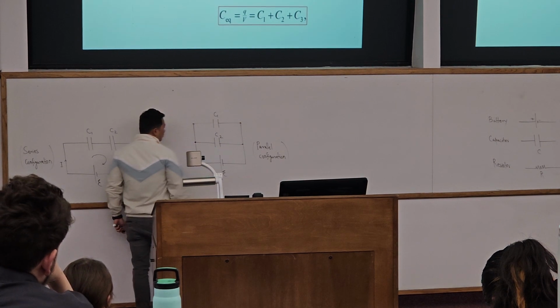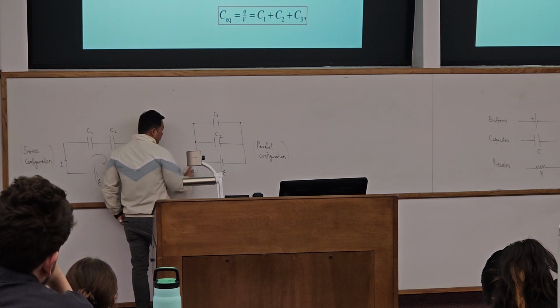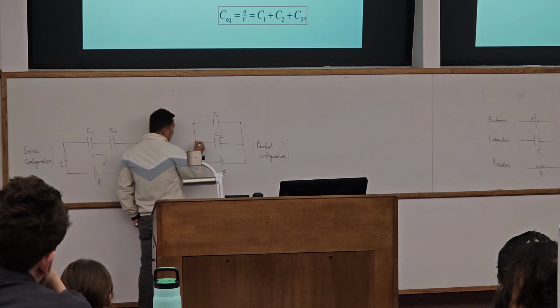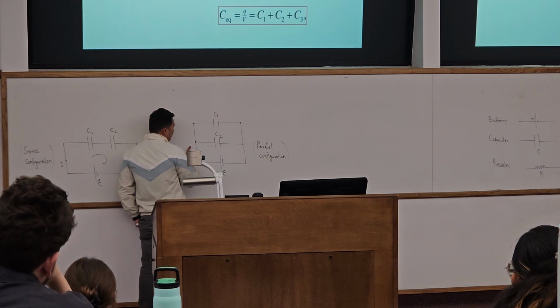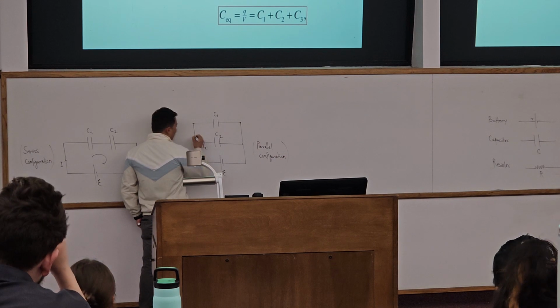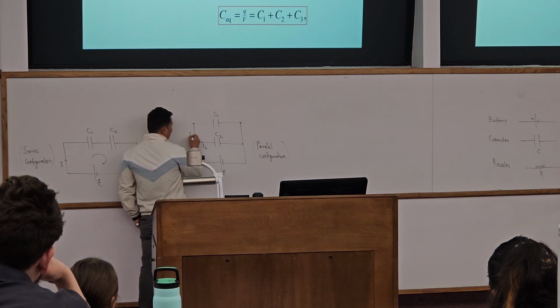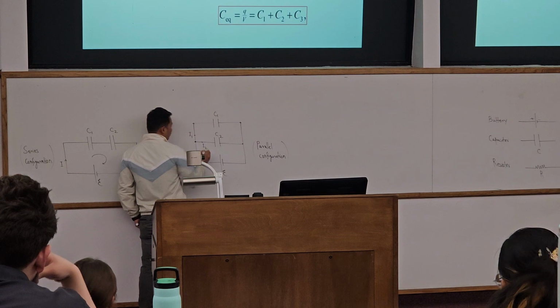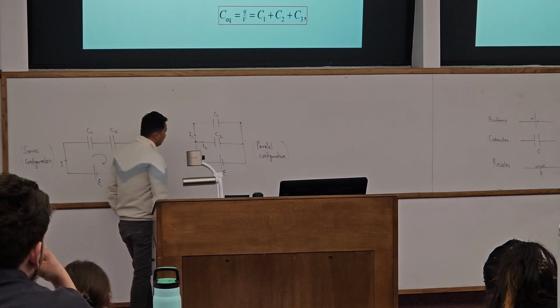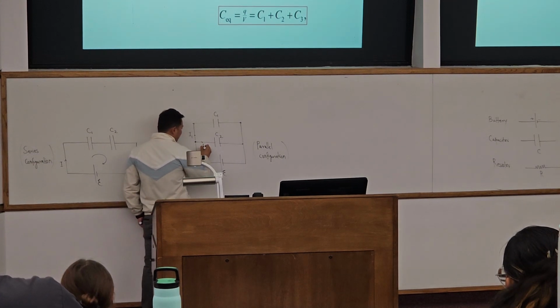So whenever you connect the capacitors in the parallel configuration, the current through the capacitors won't be the same. You have an I2 current over here and an I1 current over here. The current splits whenever it reaches this junction. The current through the capacitors won't be the same.